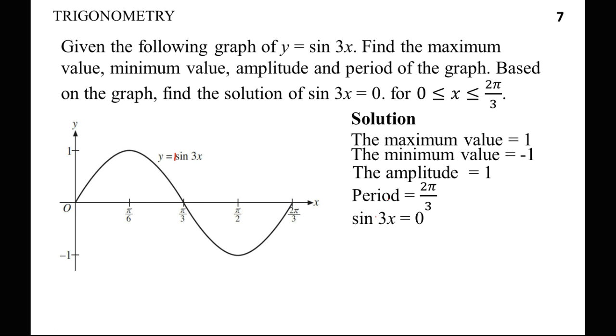Firstly, the solution from the graph is always the intersection of the graph with the x-axis. So we can find out that there are 3 points of intersection of the graph and x-axis. The first one is (0, 0), so it means that we see that x equals 0, x equals pi over 3, and x equals 2 pi over 3.